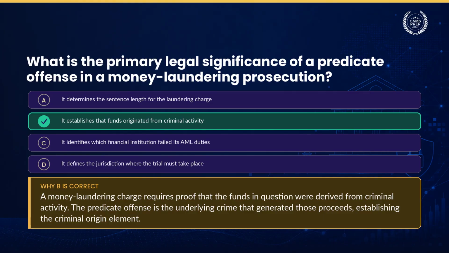The correct answer is B. It establishes that funds originated from criminal activity. A money laundering charge requires proof that the funds in question were derived from a criminal act. The predicate offense is the underlying crime that generated those proceeds. Without establishing this criminal origin, the laundering charge cannot stand. Sentence length, institutional failures, and jurisdictional questions are separate legal matters.